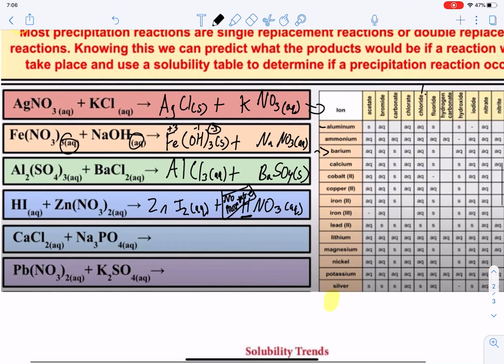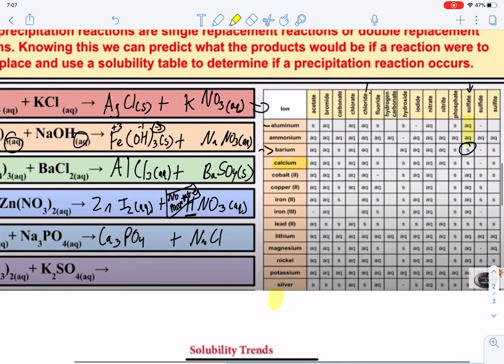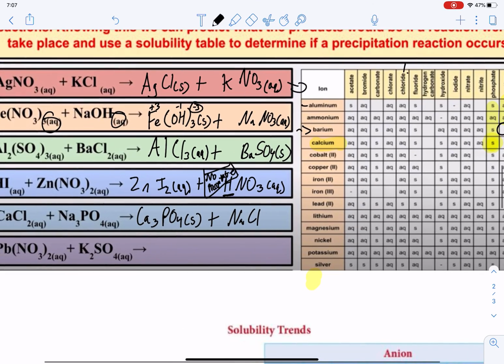All right, so two more. So next we have calcium chloride plus sodium perchlorate. So this is going to be Ca3PO4 plus sodium chloride. All right, so our calcium phosphate, we'll find that. There's calcium. And there's phosphate. And we can see that that is a solid. Oops. That's our solid. Sodium, again, it got cut off. Sorry about that. But this is aqueous.